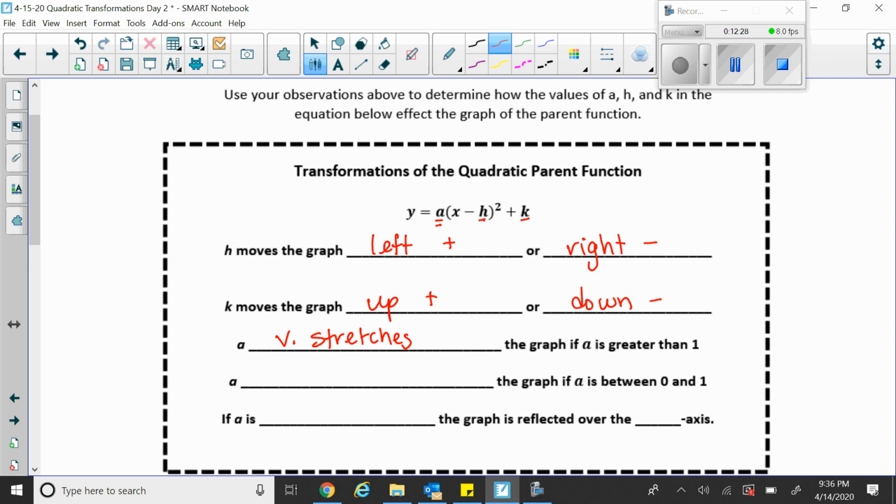Now, A blank the graph if A is between 0 and 1. So remember, if we said it was between 0 and 1, it's going to vertically shrink it. So I'm going to put vertically shrinks. So A vertically shrinks the graph if it's between 0 and 1. And then lastly, if A is blank, the graph is reflected over the blank axis. So remember we said if it's negative, so that's what goes in this blank, the graph is reflected over the x-axis.